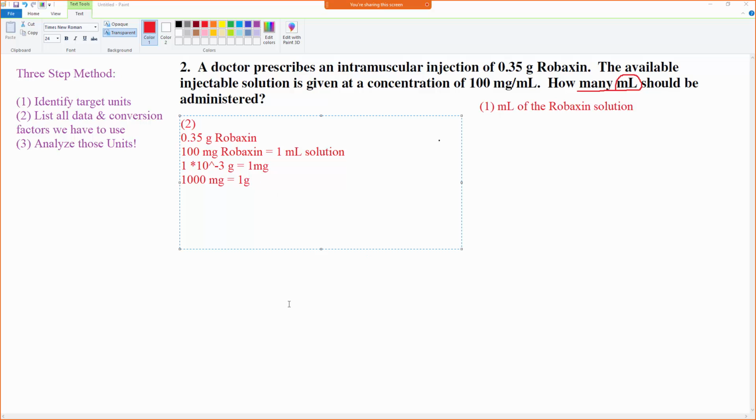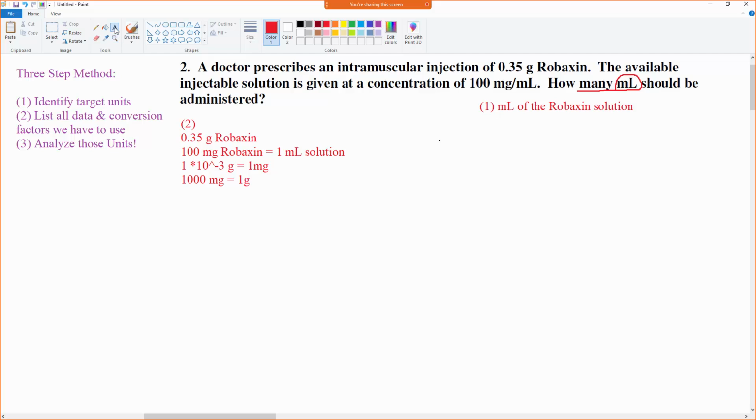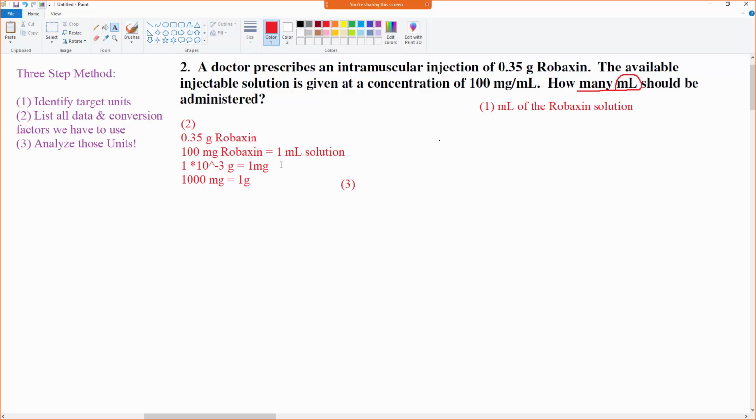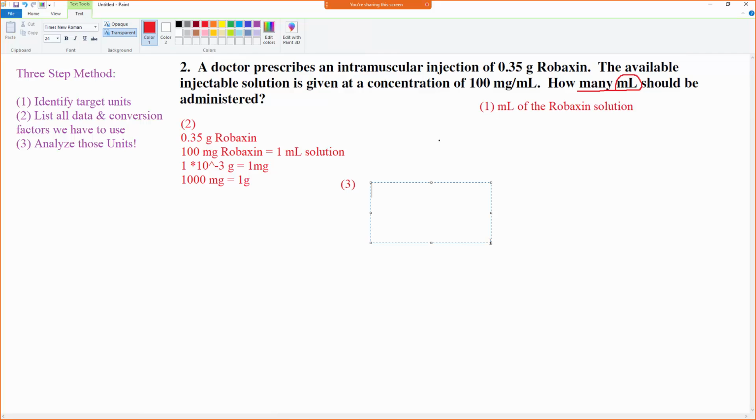All right, so now, step 3, we're going to set this up. Analyze those units to set up the problem. So where should we start? Erica says, let's start with this milligram to gram conversion. Okay, what shall we put on top? Danielle says, let's put the grams on top. Okay, so 1 gram Roboxin in every 1,000 milligrams Roboxin.